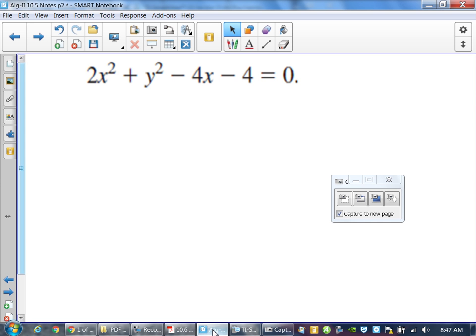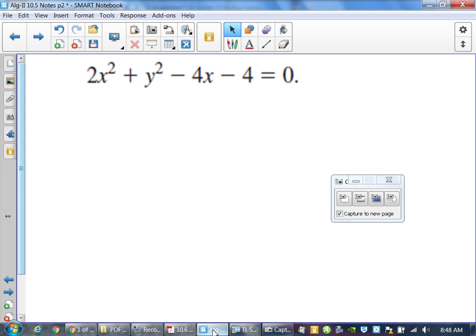One of the easiest ones to distinguish is always going to be the parabola, because the parabola only has one of them squared. If you know you have a parabola, the obvious thing is that you're only going to have one square term. So right away, I know it's not a circle, so we only have a 1 in 3 chance now of guessing correctly. Yay!